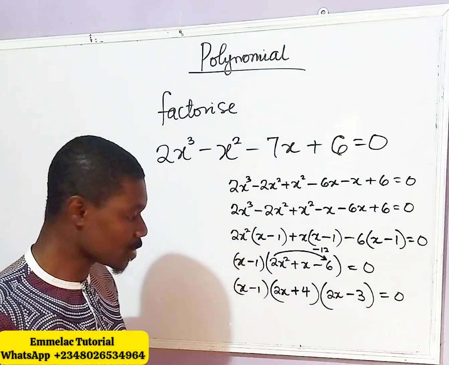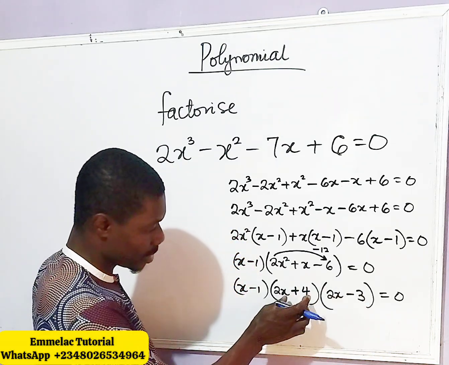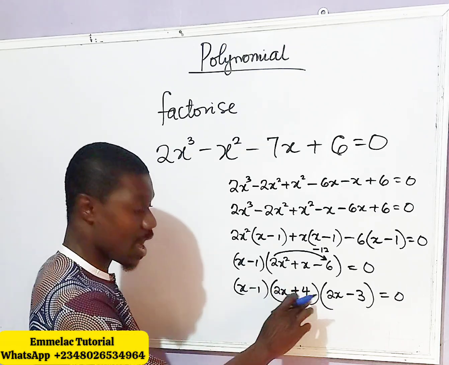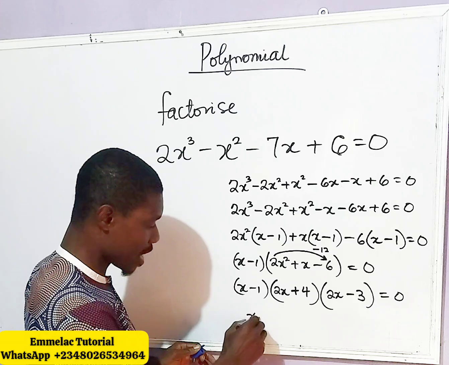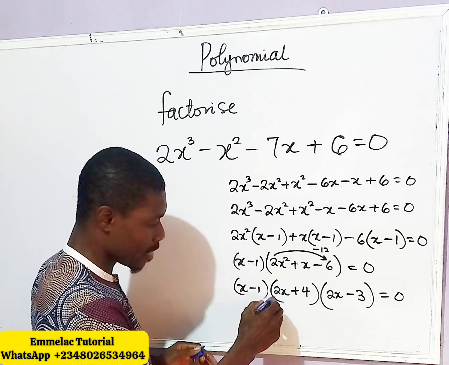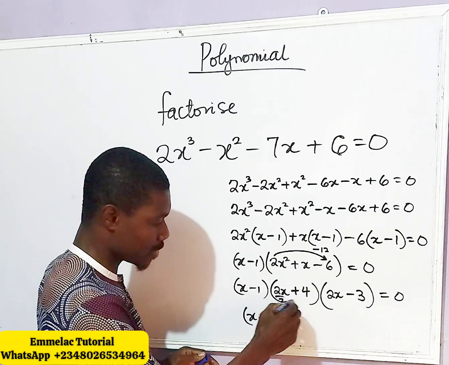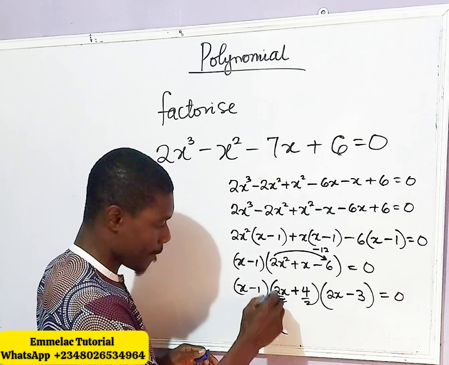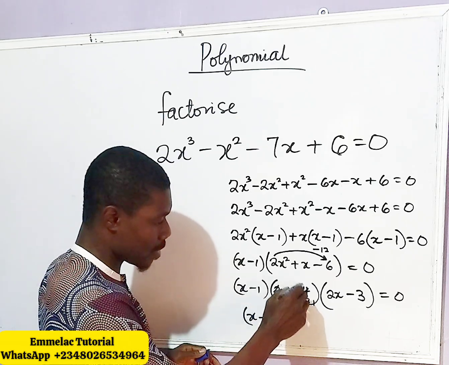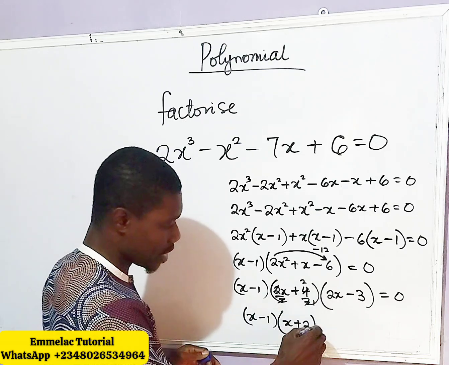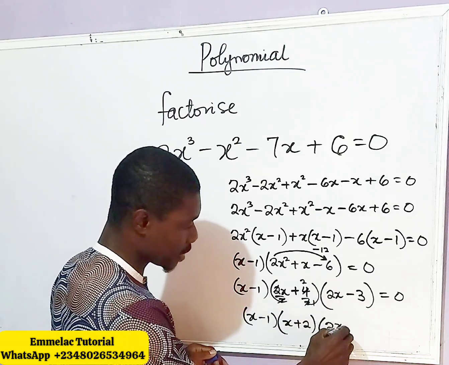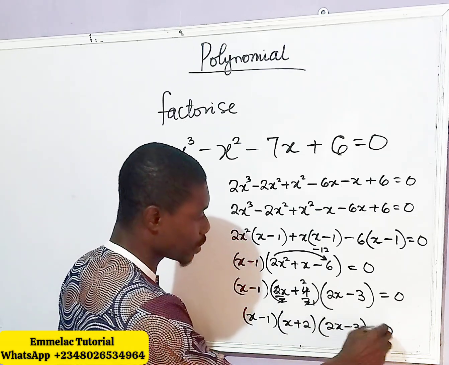So the next thing we need to do is reduce this, since we have a common factor of 2. So here you have x minus 1. Then when we divide this by 2, here 1, 2. So here we are left with what? x plus 2. Then here we are left with what? 2x minus 3, all equals 0.